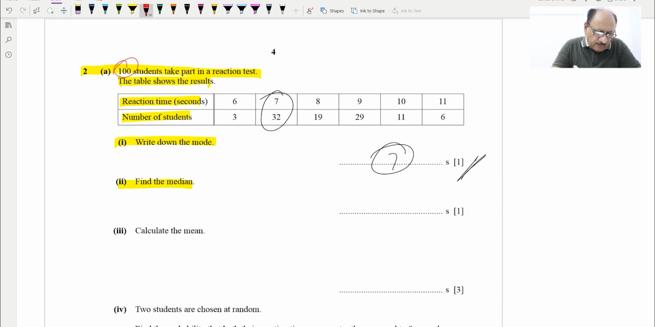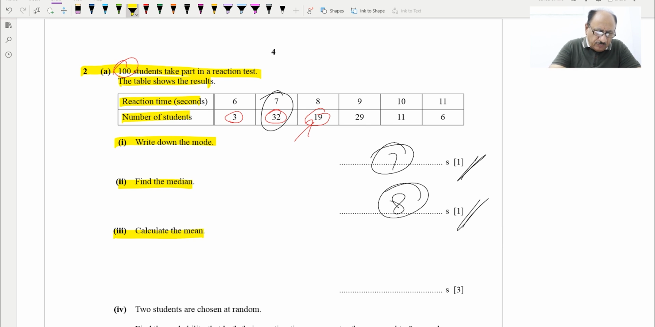Total is 100. So out of 100, we will be checking for 50 and 51 values. If we count from here, 3 plus 32 will be 35, and then 19. So this will be falling in this. Our answer will be 8 over here, and this is the 1 mark part which is done.